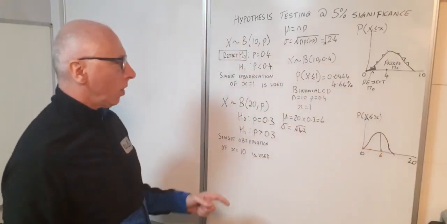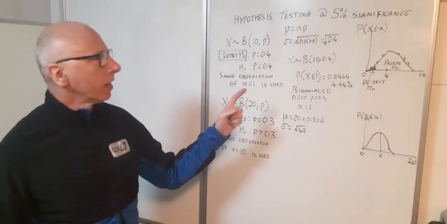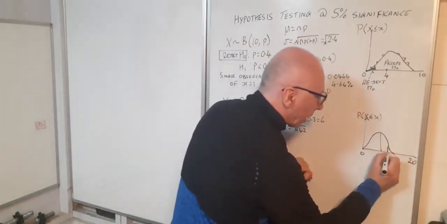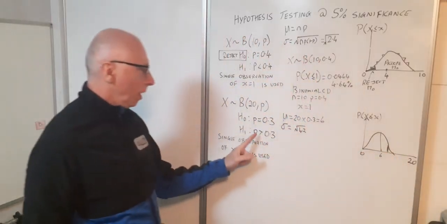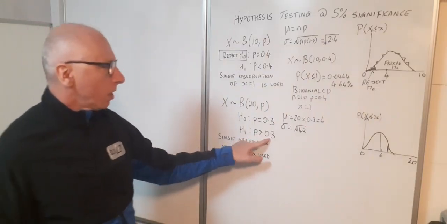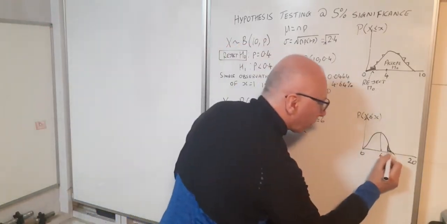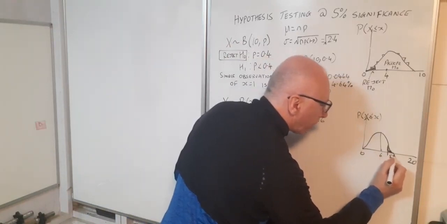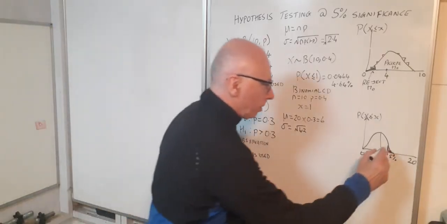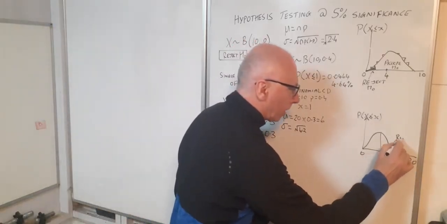And what we're looking for is our 5% significance. So our rejection region will be in the last 5% of this curve by virtue that the probability is greater than 0.3. Therefore, we're looking for this value here if it's a rejection. So that's our rejection area. So let's put that there. That's our reject.